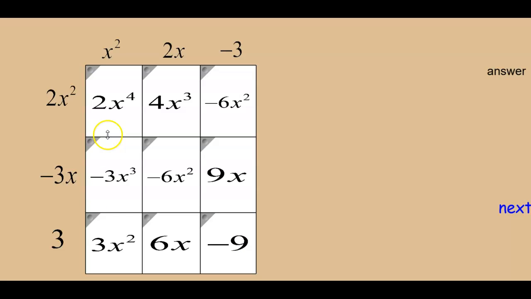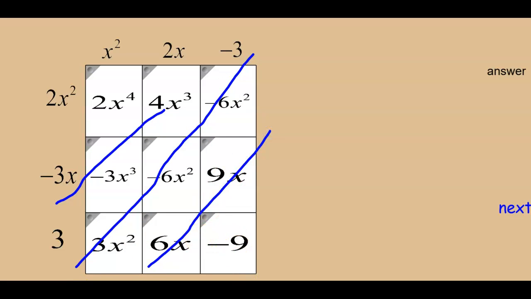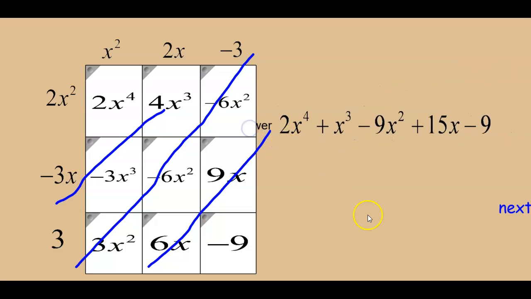Notice, here are my like terms on the diagonal. These two, these three, these two. My final answer is this. 4 and a negative 3 is a positive 1. Negative 6 and negative 6 is a negative 12. Negative 12 plus a positive 3 is a negative 9. 9 and 6 is 15, and my negative 9.